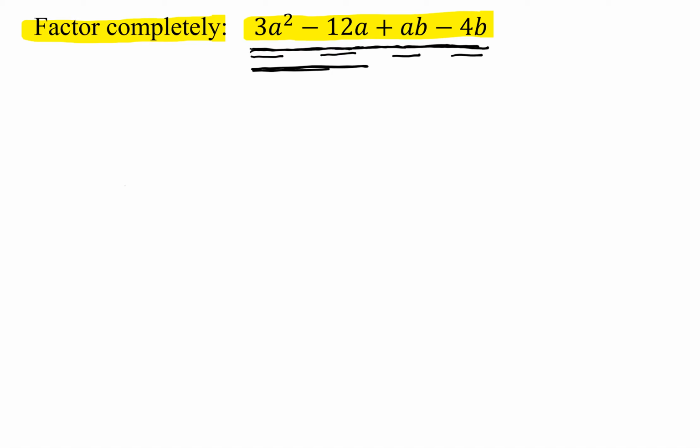So this method of grouping, you look at the first 2 terms and pull the common factor out of just those 2 terms. So out of 3a squared minus 12a, I can definitely pull a 3 out of both terms and an a. And so I pull a 3a out of 3a squared. It's going to leave me with a. Pull a 3a out of negative 12a. It's going to leave minus 4. Now you always bring down the middle sign.